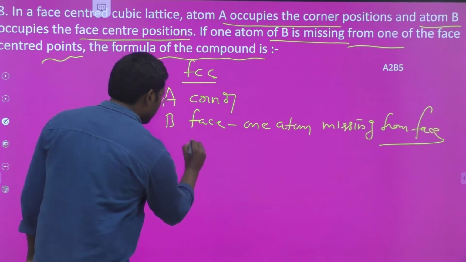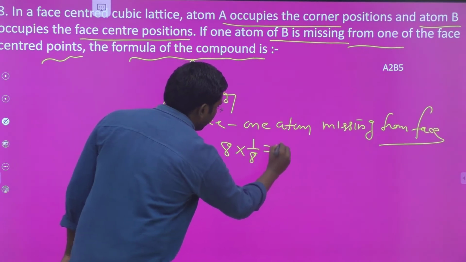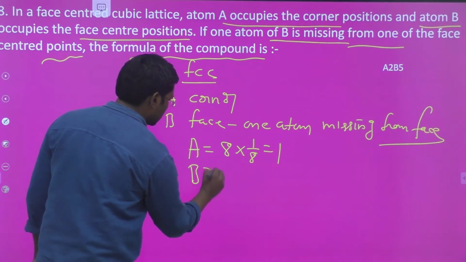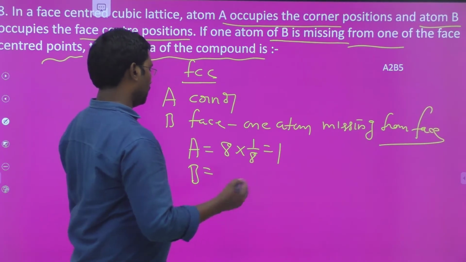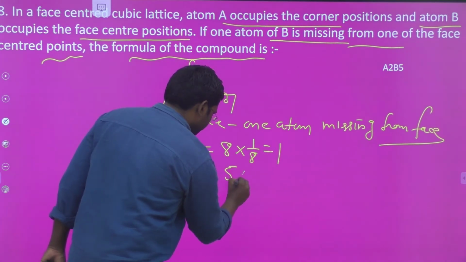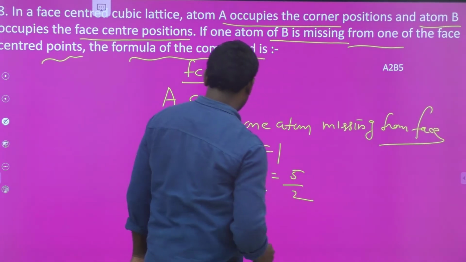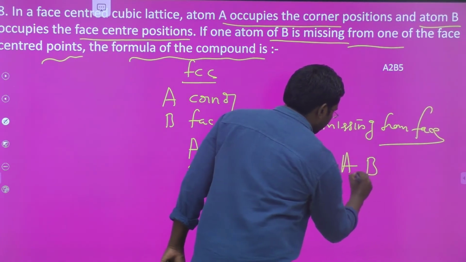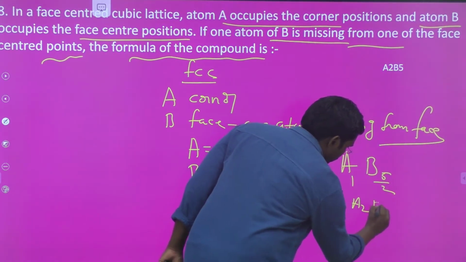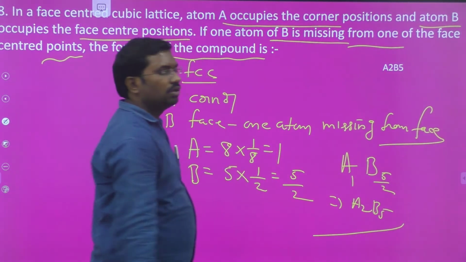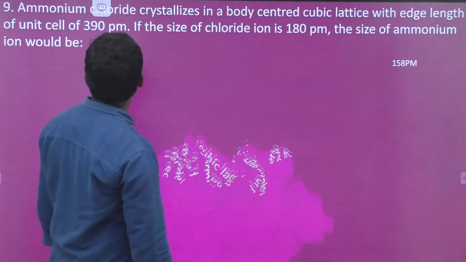Atoms A are present at the corners. 8 corners are there, 8 into its contribution of 1 by 8 is equal to 1. B atoms are at the faces. In a cubic structure there are 6 faces, but one face is removed, so 5 faces are left. Contribution at a face is 1 by 2, so this is equal to 5 by 2. Therefore A1B5/2 gives rise to A2B5. This is the question based on the contribution of the atoms.